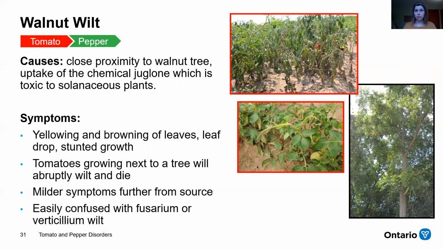The symptoms closely resemble those of fusarium wilt, including the yellowing and browning of leaves, leaf drop, and stunted growth. So in addition, stems will turn brown or streak, and peppers or tomatoes growing next to a walnut tree will abruptly wilt and die. To determine if the wilt is due to the presence of a walnut tree or another pathogen, make sure you're scouting the area for signs of walnut trees. But even if you don't find those trees, soils may still have the toxic chemicals from decomposing roots from trees removed several years ago.